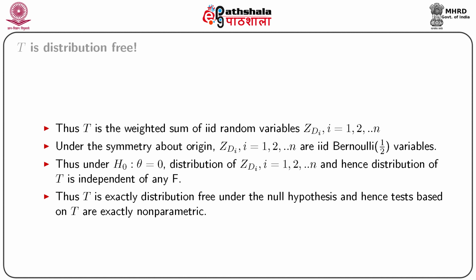Thus, T is the weighted sum of IID random variables with known weights, and the variables are ZDi, i from 1 to n. Now, under the symmetry about the origin, the ZDi are IID Bernoulli half variables. That is, the distribution is independent of any F. Hence, being a function of ZD1, ZD2 up to ZDn, the distribution of T is independent of any F.